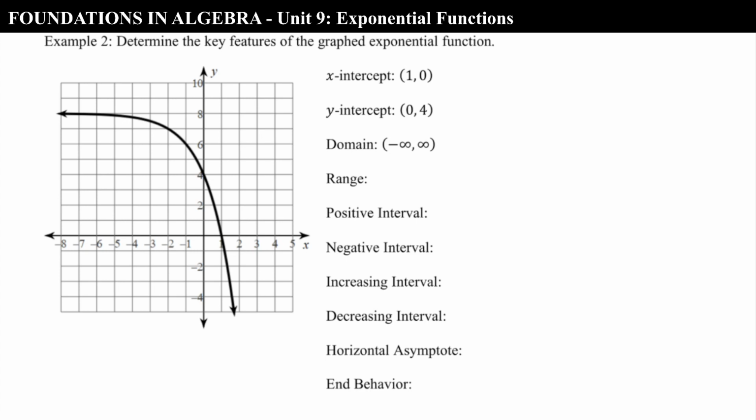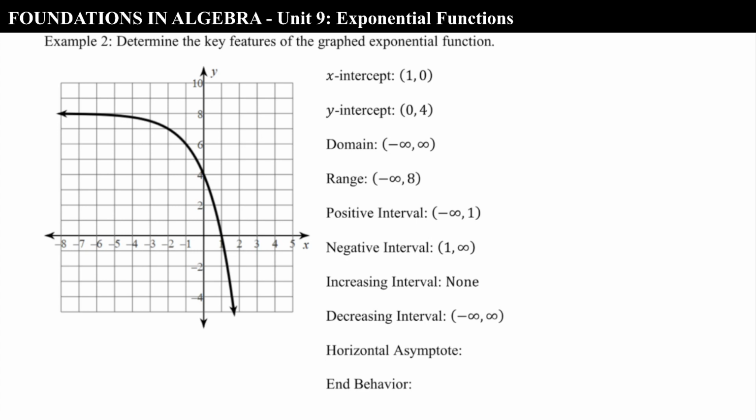Our range, however, if we start from the bottom, we're coming from negative infinity, and we are approaching 8 at the top, so negative infinity to 8. Our positive interval, we're positive on the left-hand side, so from negative infinity until we get to our x-intercept of 1, and then we're negative from 1 to infinity. That's where we're below the x-axis. We're increasing nowhere because this graph is decreasing everywhere.